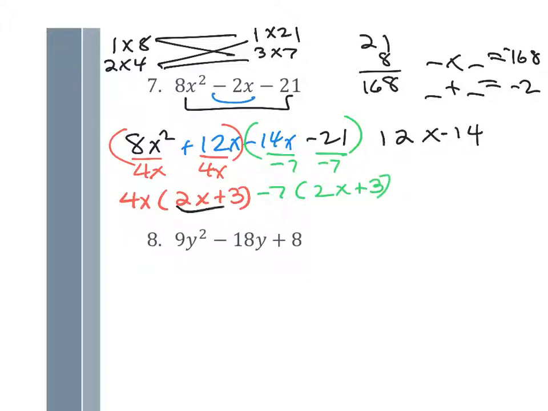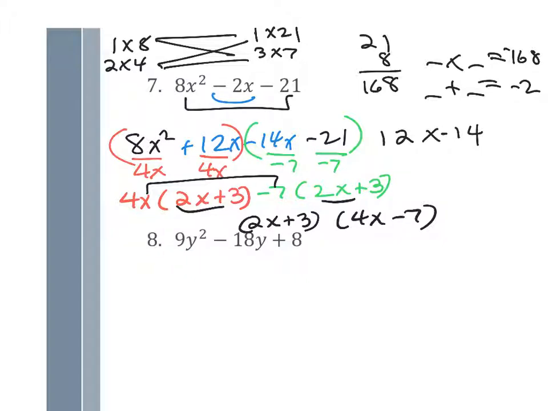Again, your goal was to make these the same. It is. Write it once. And then the two things that you just divided by. And you're done. Again, FOIL it. Make sure it does go back.